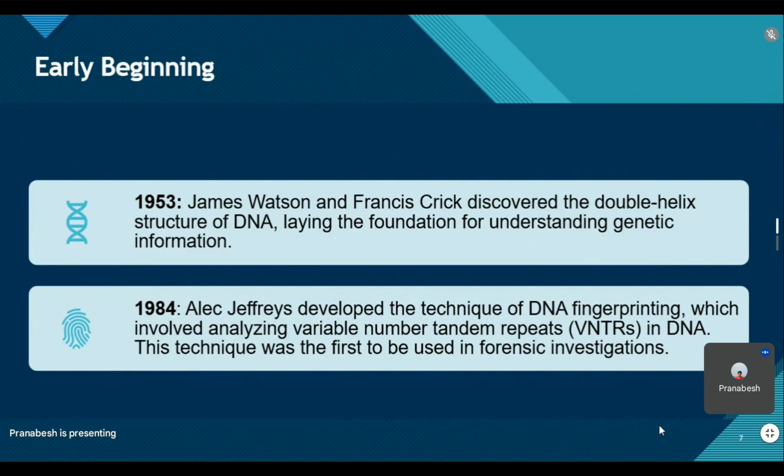This technique was first used in forensic investigations in 1984. So the VNTR technique was first used in forensic investigation, means on the basis of this variable number of tandem repeats, someone has 5 repeats, someone has 10 repeats of this particular loci. So on the basis of these repeat sequences, we can differentiate the individuals.